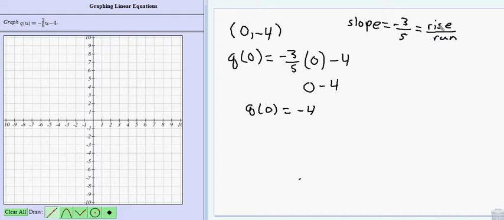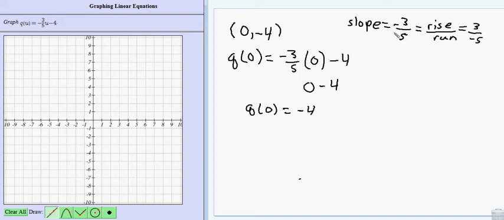So if the rise is positive, that means move up. If the rise is negative, it means move down. If the run is positive, it means move to the right. If the run is negative, it would mean move left. Now I chose to put the negative on the top here, but you actually could write the slope as +3 over -5. You'd get the same line, you'd just be doing it a different way. So I'm just going to pick the first way, the -3/5.